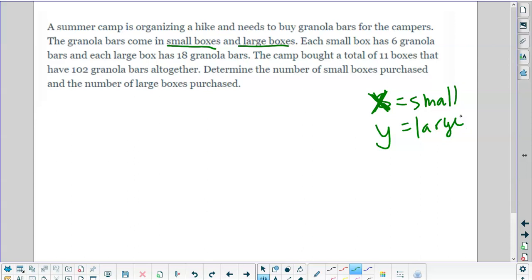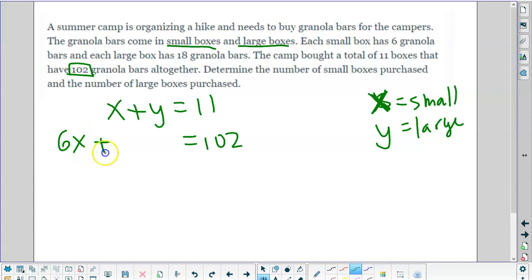Each small box has 6 granola bars and each large box has 18. The camp bought a total of 11 boxes. All right, so they bought 11 boxes of these kinds of items. Small boxes and large boxes were 11 boxes. But they had a total of 102 granola bars. So that's when we have to write a sentence with quantity. So 6 for the small and 18 for the large.